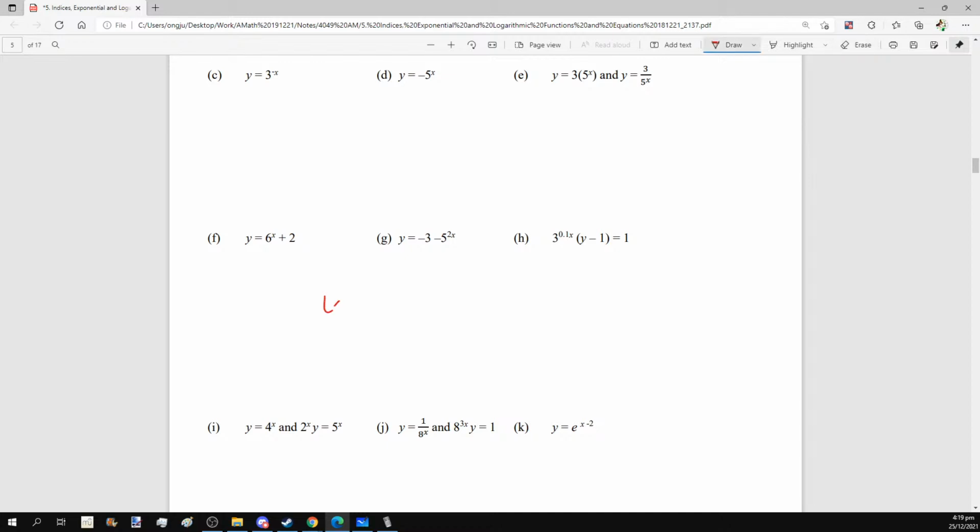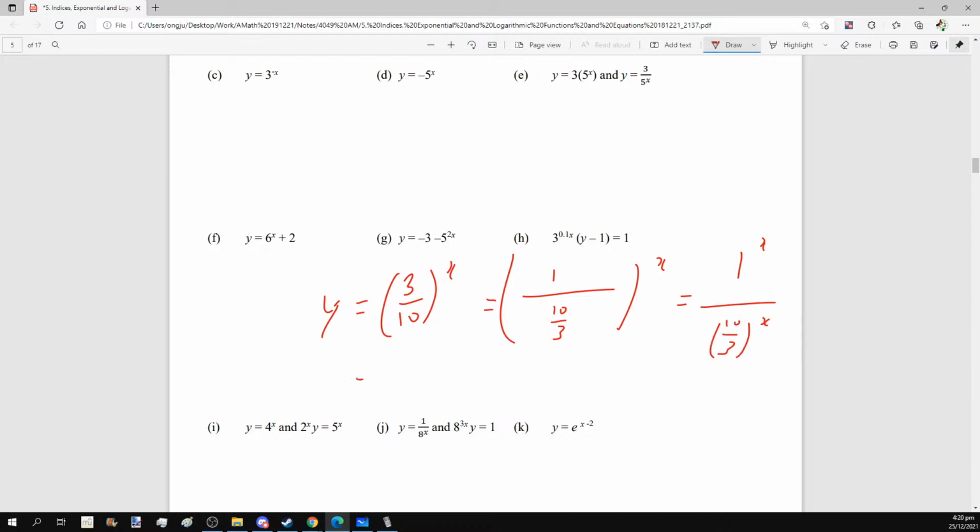Let's say I give you, for example, y equals (3 over 10)^x. What we can do is we can change this to (1 over 10 over 3)^x. This changes to 1^x over (10 over 3)^x. This changes to 1 over (10 over 3)^x. This changes to (10 over 3)^(-x).